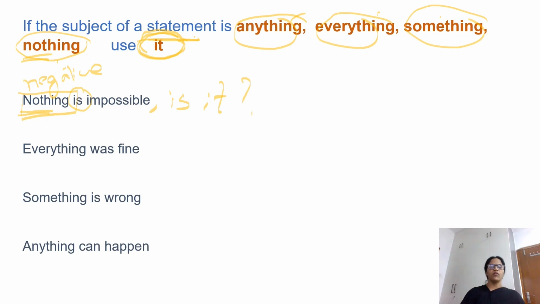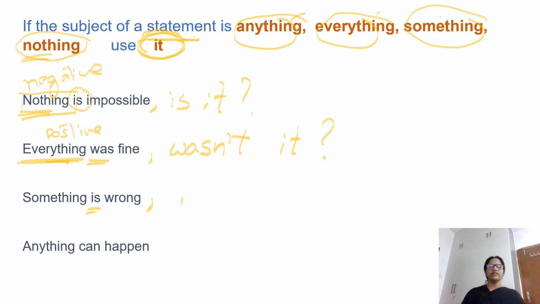Everything was fine. Now the auxiliary verb is was and the statement is positive because we don't have any negative word in it. A positive statement needs a negative tag. Was not, and was not contraction is wasn't. If you have everything as a subject, we need it as a pronoun. Wasn't it?